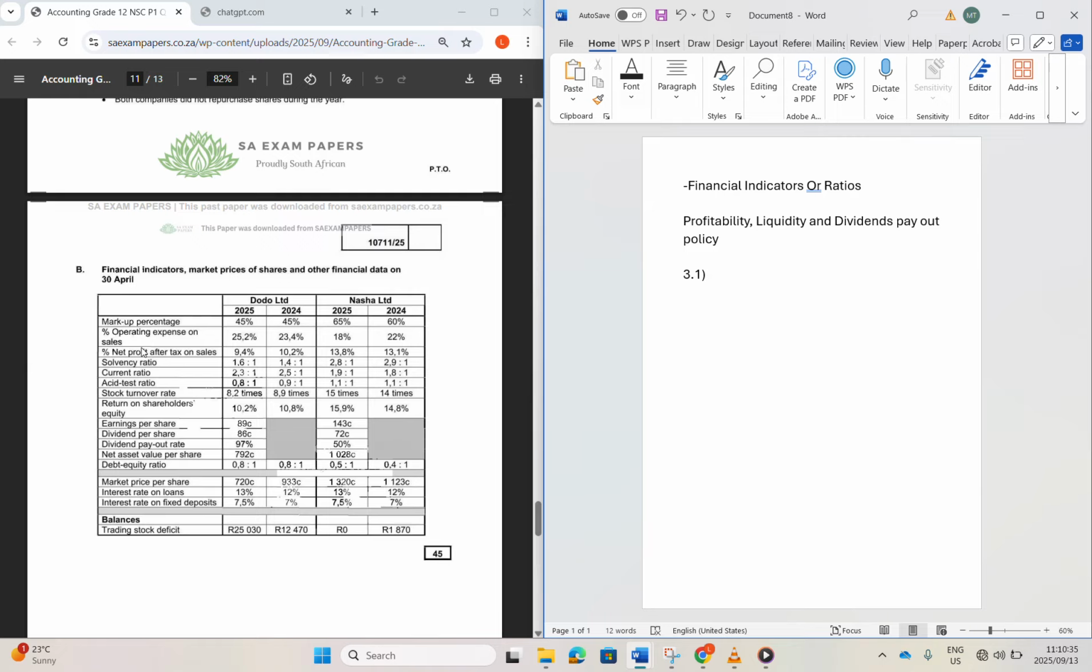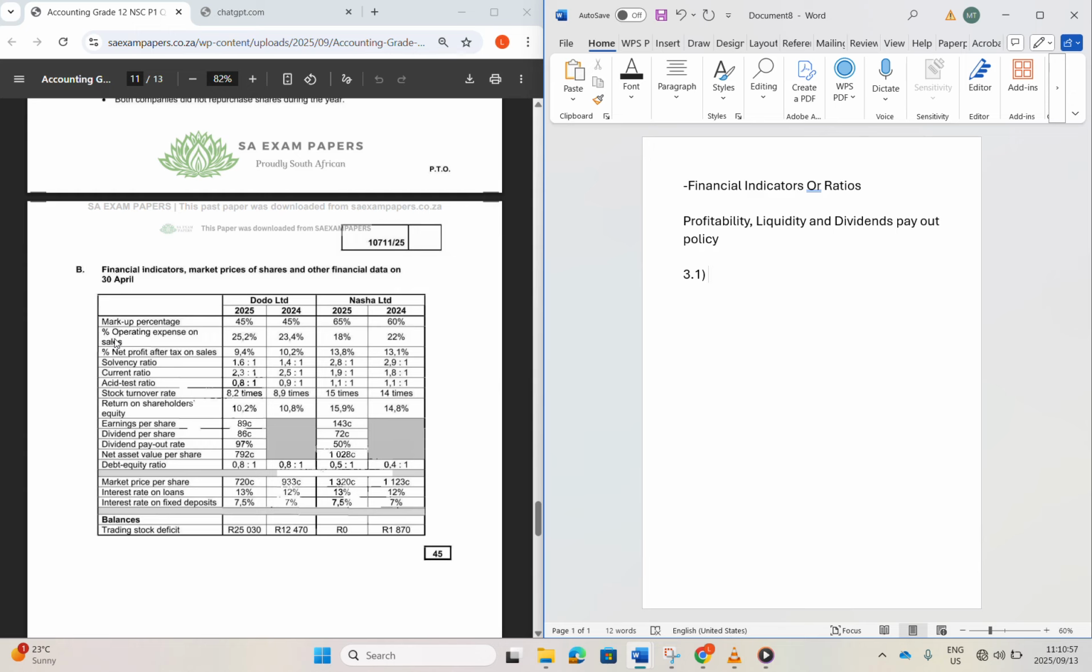Even the markup also impacts our profitability. So I think we have three ratios relating to our profitability. You can't mention solvency. No, you have to stick to the things that impact your profitability, your profit. So I hope you get it.